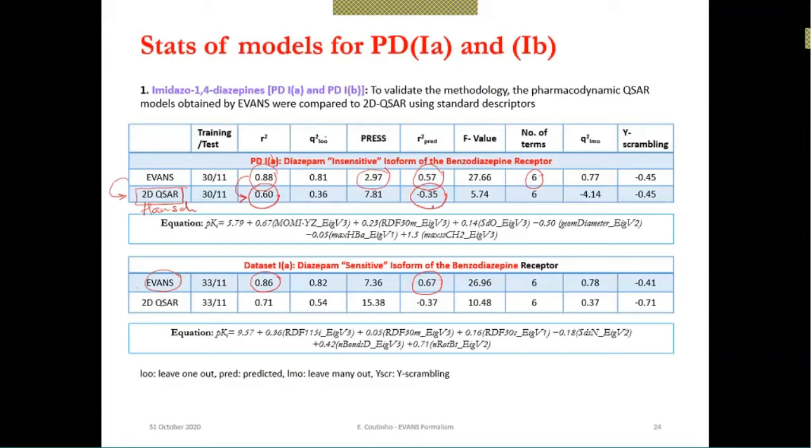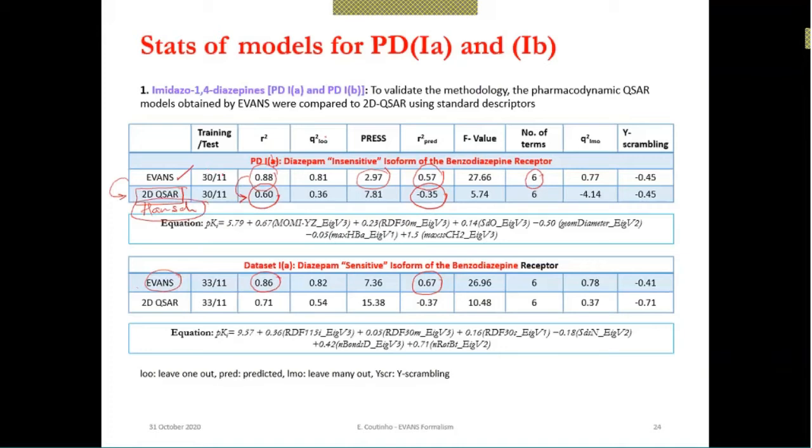Believe me, there is no bias. We tried to make sure there was no bias in applying the Hansch methodology. We did not show any favoritism to the EVANS methodology, even though it is a novel and new methodology. There was no favoritism.